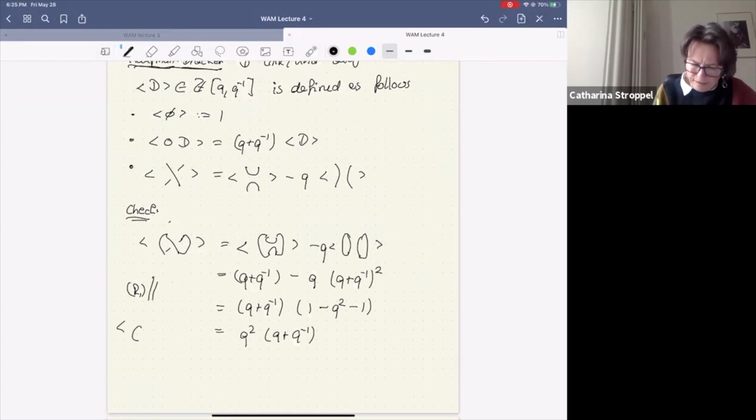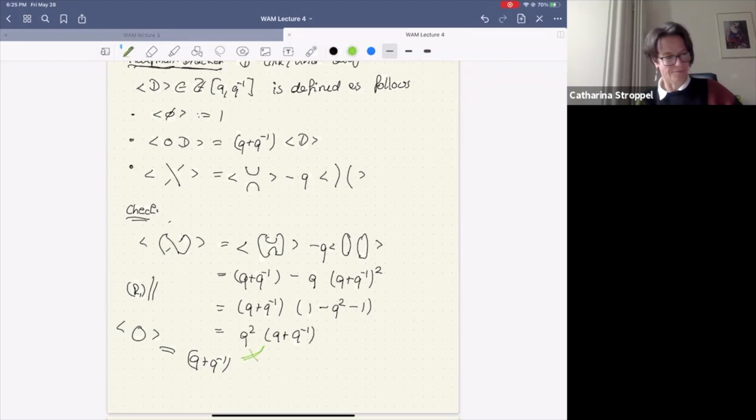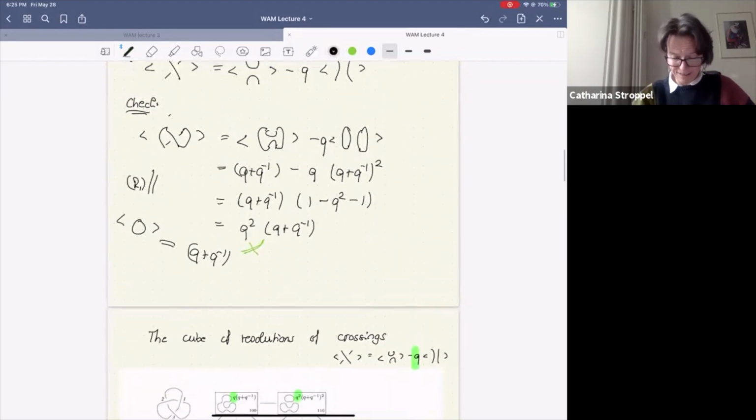Now you check on the other side: if I apply the Reidemeister 1 move, then I get a trivial circle as we saw before, and the trivial circle is Q plus Q inverse. And you see, somehow Kauffman was not completely right. Unfortunately, this is not the same thing. But luckily there's a fix, and the fix is the following.